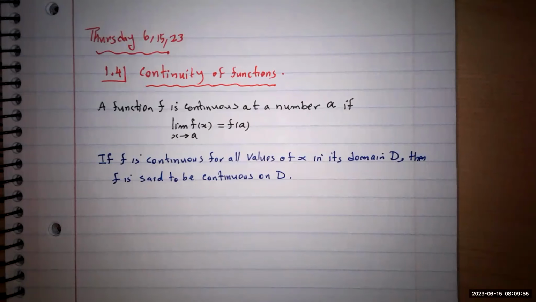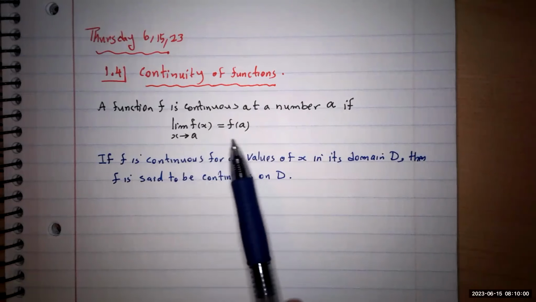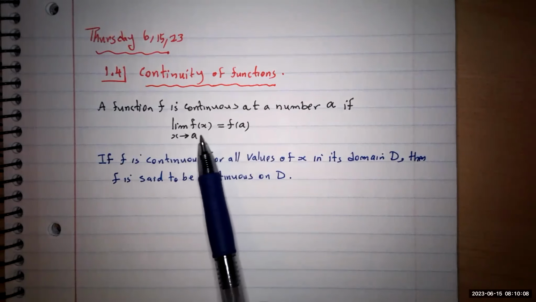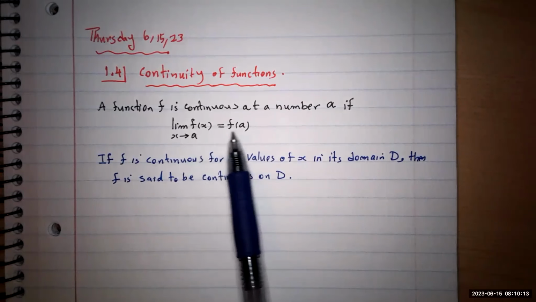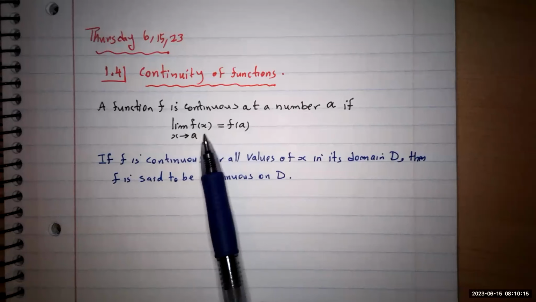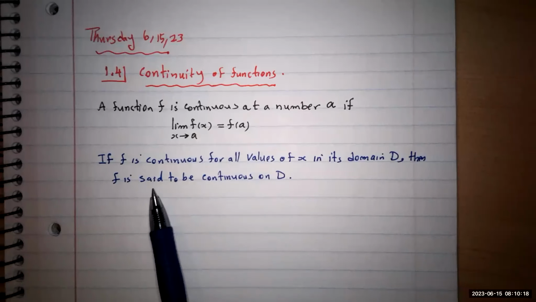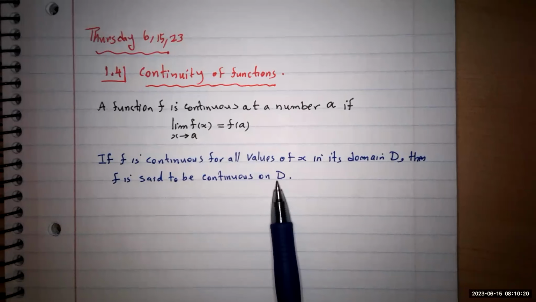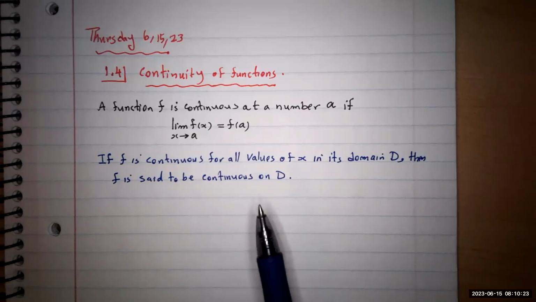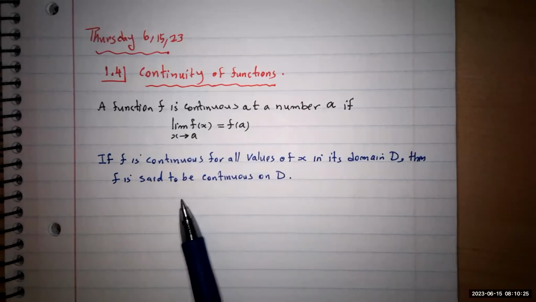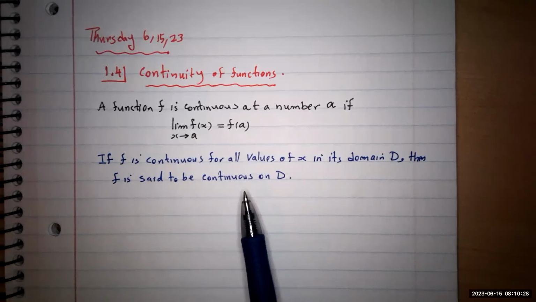Now, from a geometry point of view, when you have this condition, you see when the estimate and the exact value are the same, the graph of the function at the point x equal to a cannot have any hole, okay, cannot have any gap. So if the function is continuous on its entire domain, if you graph it, you're not going to see any holes or any gap. The graph of the function is simply one piece, okay?